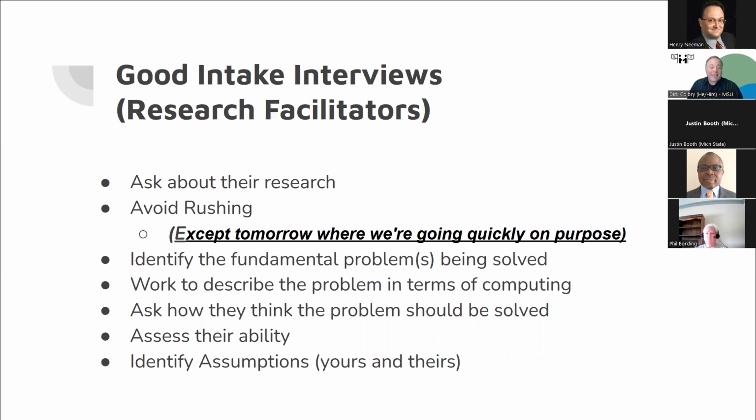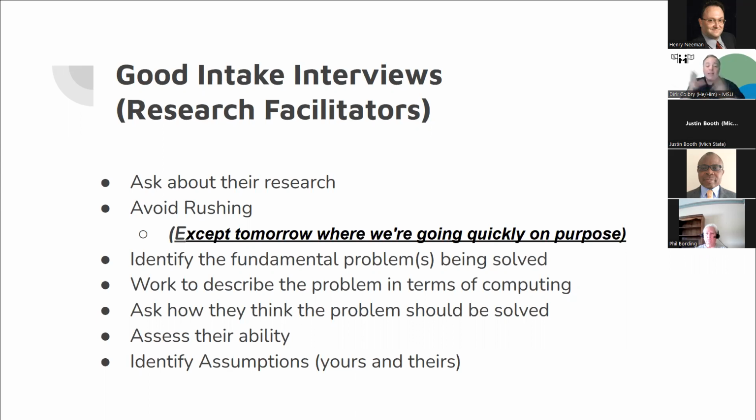It's also important to assess their ability. Are they new to computers? Are they new to programming, or have they been doing this for 20 years? That's important so you can gauge your feedback and the technology or technical terms you can use, so that you can help them the most. And you're trying to avoid assumptions, or actually identify any assumptions you might be making and any assumptions they might be making, and really spend some time to look at those assumptions. And I'll give you some tools for doing all that.